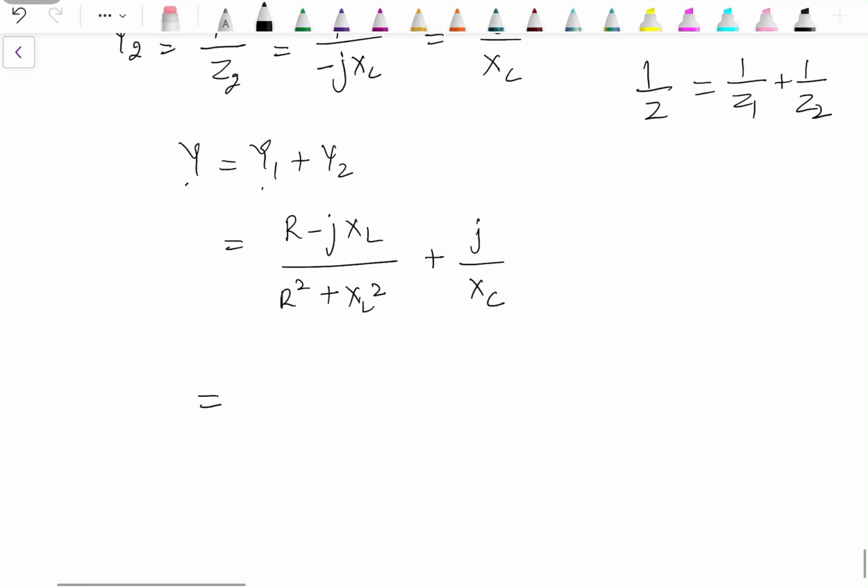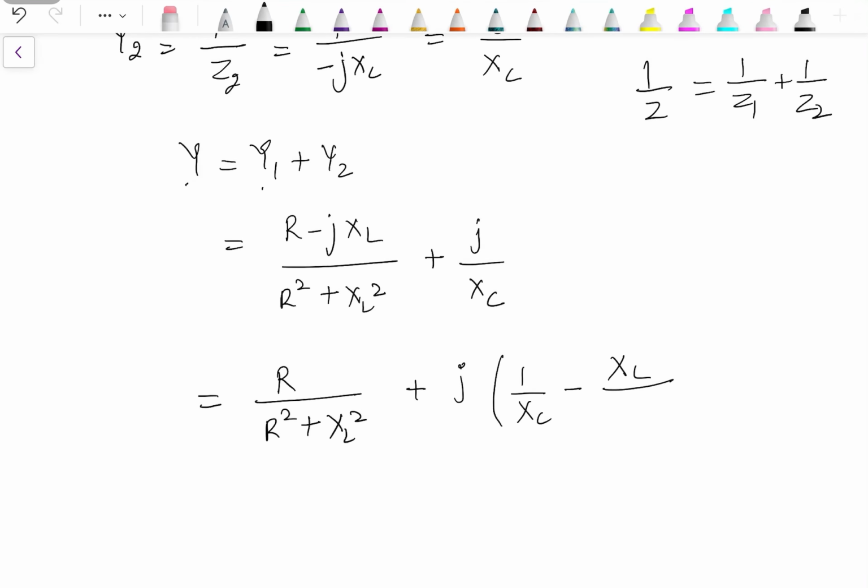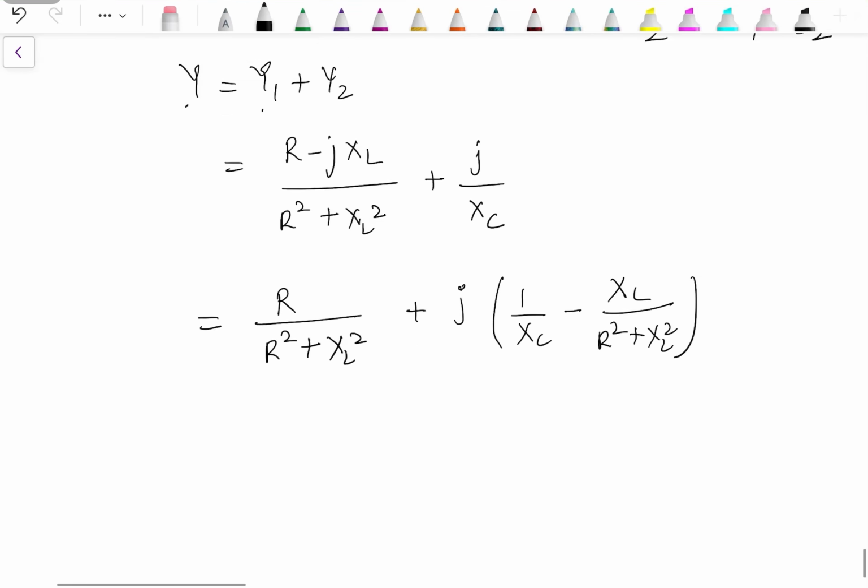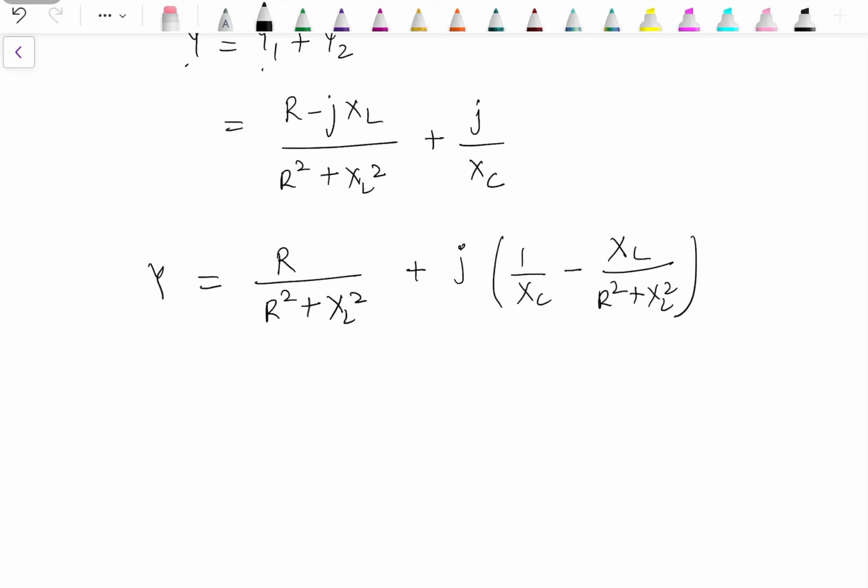Separate the real part, which will represent the conductance, R upon R square plus XL square. The imaginary part is 1 by XC minus XL upon R square plus XL square. Since at resonance the susceptance should be 0, 1 upon XC minus XL upon R square plus XL square should be equal to 0.